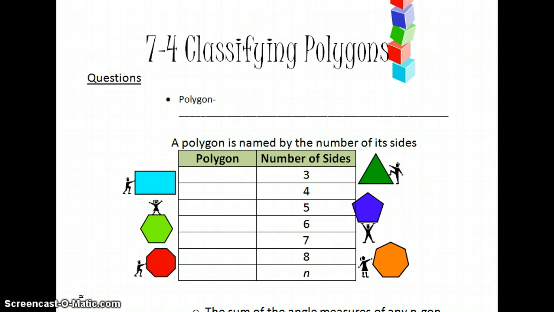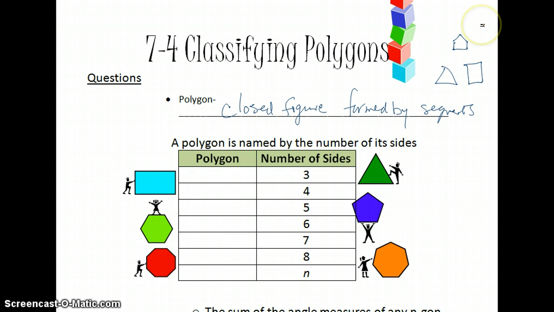7-4 we'll talk about classifying polygons. Before we can classify polygons, we have to discuss what a polygon actually is. A polygon is a closed figure formed by segments. An example, we have a triangle, a square, a pentagon. Notice they all have vertices, they all have straight lines, and they are all closed.